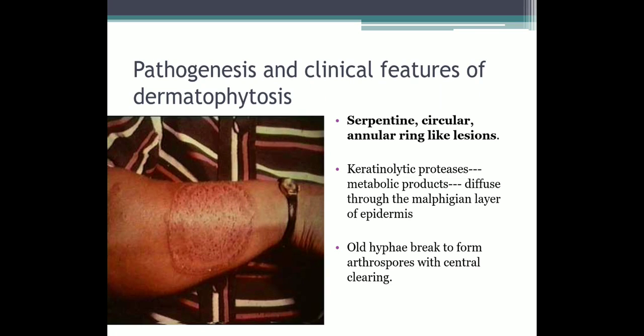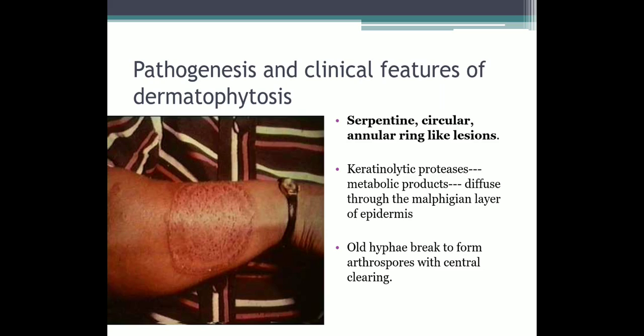So, as I mentioned, these species are primarily keratinophilic. How do they cause these infections? The characteristic hallmark lesion is that dermatophytes cause serpentine, circular and annular ring-like lesions. It is because of the appearance of these lesions that these infections were previously called tinea, or ring-like, or they were attributed to a parasite, ringworm. But now we know that this is not so.